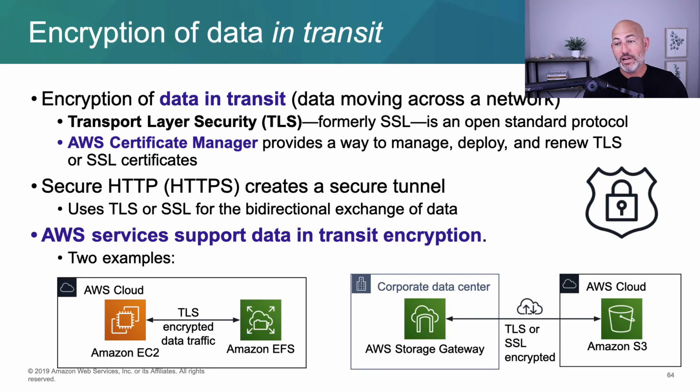Encryption of data in transit. So this means when you're sending data back and forth somewhere. What you want to do is use Transport Layer Security, or TLS, formerly called SSL. You want to use HTTPS to create a secure tunnel. A good example of services that support data in transit encryption would be EC2 to EFS, that's encrypted, or maybe a storage gateway to S3 that's encrypted.